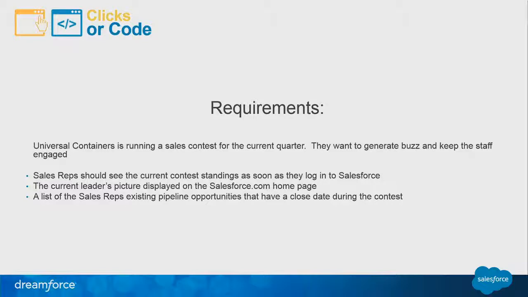Let's check in with the sales department at Universal Containers. They are running a sales contest. In order to generate buzz and keep the sales reps engaged, when the sales reps log in to Salesforce on the home page, they want to see the current standings of the contest, they want to see the current leader's picture and name, and they want to display a list of that sales rep's current opportunities with a close date within the contest time frame that will help them win the contest. Clicks or code?